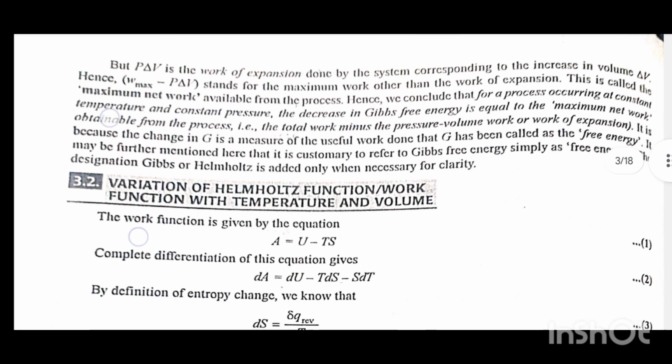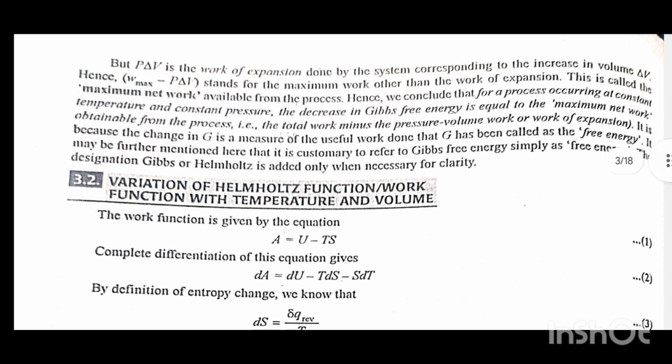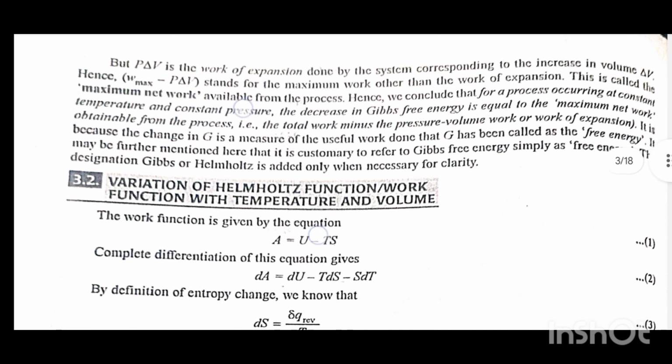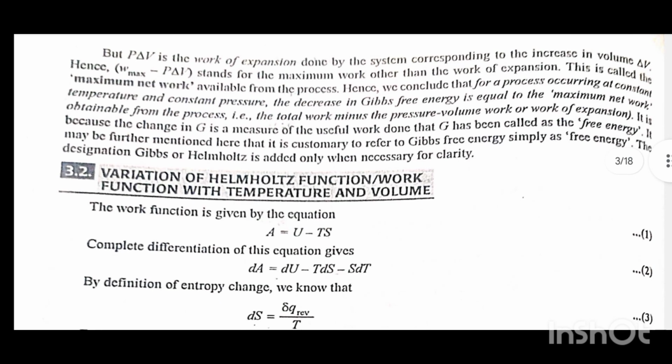But P delta V is the work of expansion done by the system corresponding to the increase in volume delta V. Hence, W max minus P delta V stands for the maximum work done, work other than the work of expansion. This is called the maximum net work available from the process. Hence, we conclude that for a process occurring at constant temperature and constant pressure, the decrease in Gibbs free energy is equal to the maximum net work obtainable from the process, that is the total work minus the pressure-volume work or work of expansion. It is because the change in G is a measure of the useful work done that G has been called the free energy.